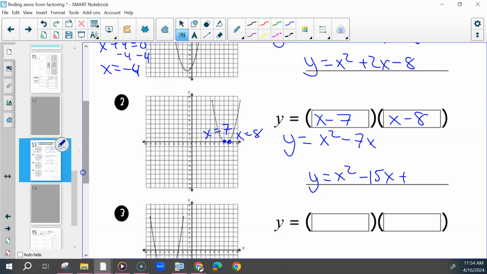So here we have 7x minus 8x plus, or different things, 56. Multiplying the 7 and the negative 7. Do we have any questions at all on how to find our zeros from factoring, from the graph, or how to write the equations from the factors?